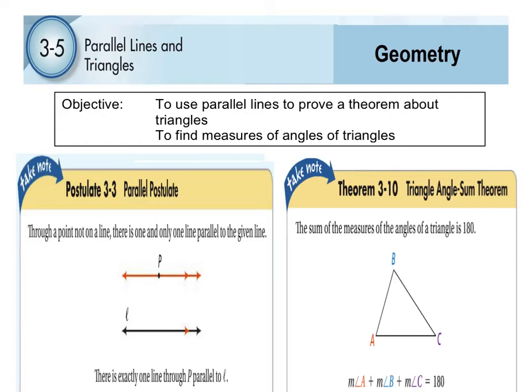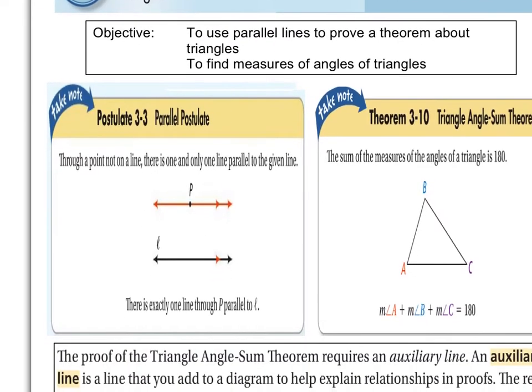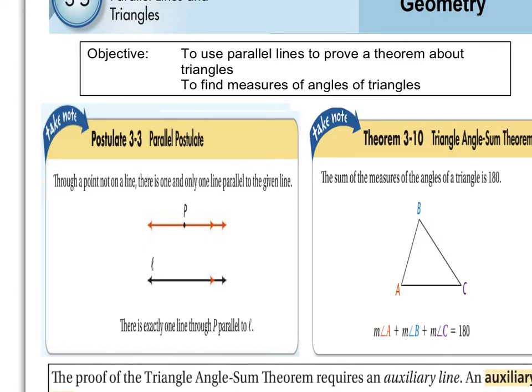Okay, so the first postulate we want to look at here is postulate 3.3, the parallel postulate. It says through any point not on a line, there is one and only one line parallel to the given line. So here's what this is saying. As you notice, you have line L here, and they've put point P here. What they're saying is there is only one line that you can draw, which is the red line here. There's only one line that you can draw that will be parallel to line L. You cannot draw more than one. That's all it's saying.